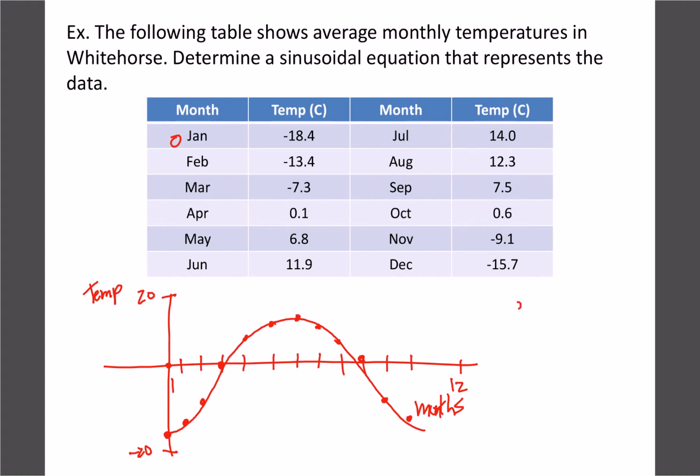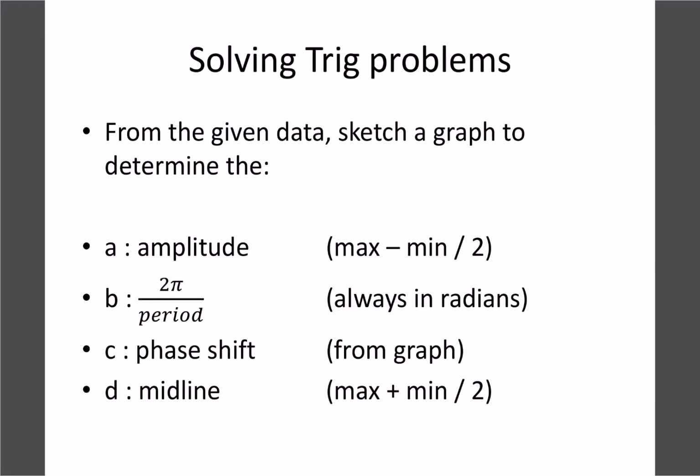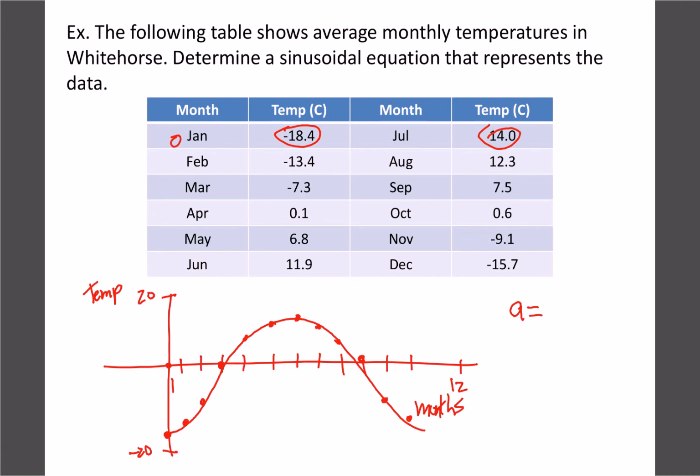First off, let's do our amplitude. We can see that our maximum temperature is 14 and our minimum is negative 18.4. So our amplitude is max minus min divided by 2. Okay, let's do that first. Actually, let's just go back to the formula for a sec. Yeah, amplitude is max minus min, midline is max plus min. Okay, so we want to go negative 18.4, subtract that from 14.